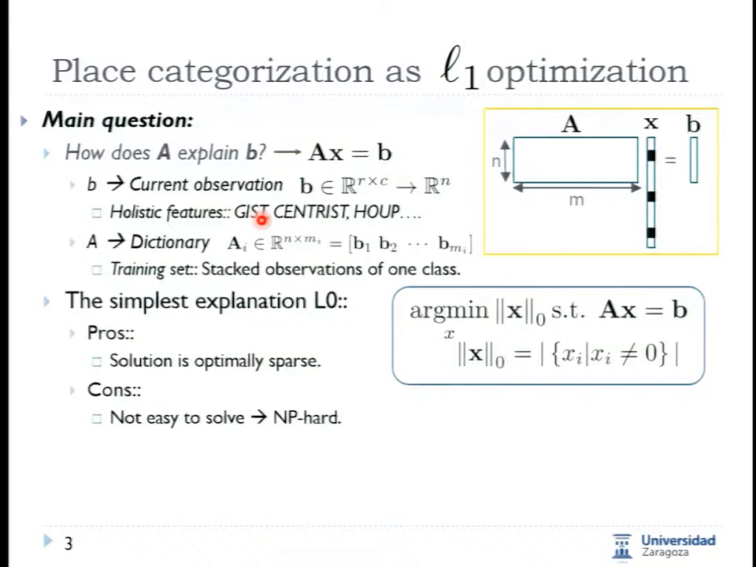And A is going to be a stacked observation from our training set. In order to find out the sparsest solution, or the simplest one, that explains our current observation, we have to solve this optimization problem using the L0 norm. The good thing about this is that it's going to give us the optimal solution, that is the sparsest one, but this problem is NP-hard.